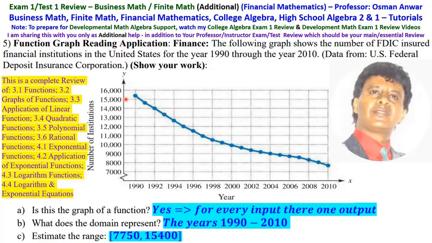So 15,400, 15,500, 15,600, all those are good estimates. So those are estimates. If you have the actual value, if you have the data in your hand, then just tell us. And it looks like they have the data, and they say that the lowest value is 7,750 and the highest value is 15,400. So those are the range.